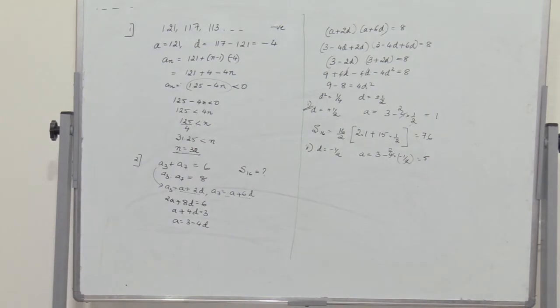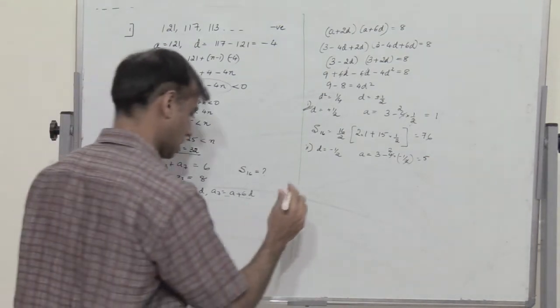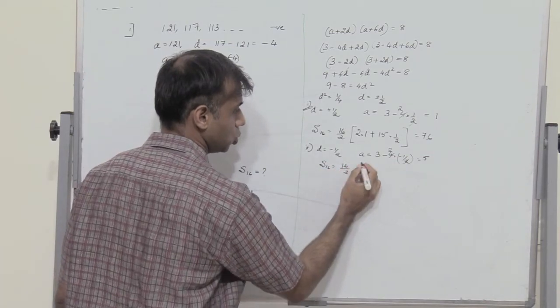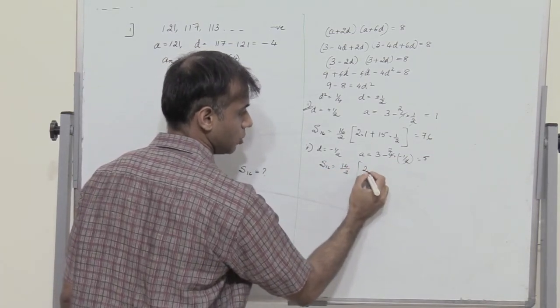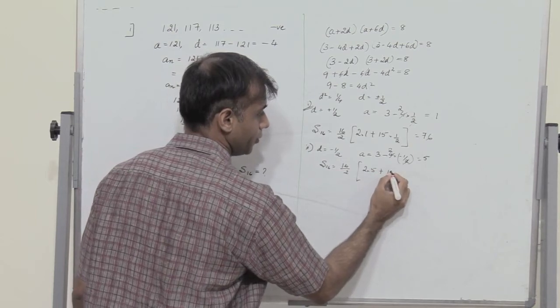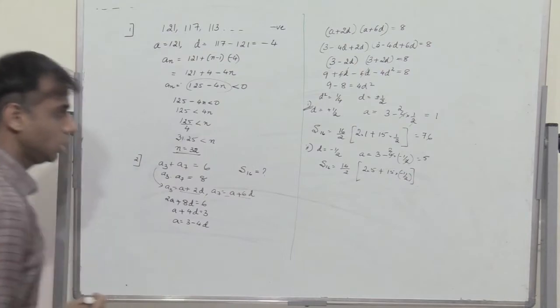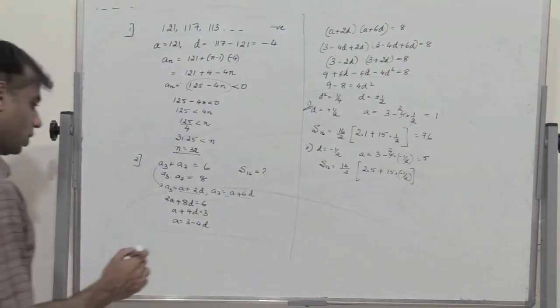So if a is equal to 5 and d equals minus half, we get S16 equals 16 by 2 into 2 into a, which is 2 into 5, plus 15 into minus half. So here the value of S16 is 20.